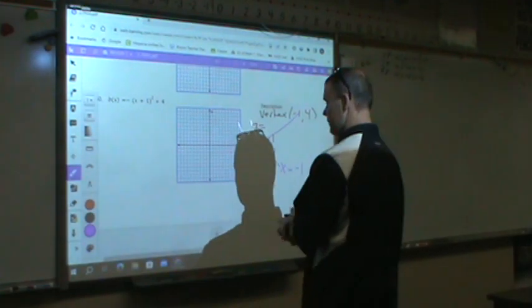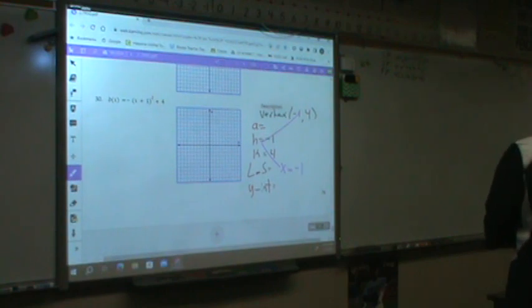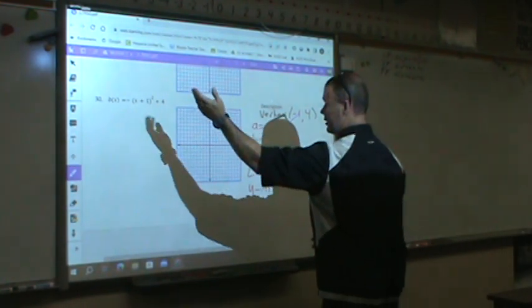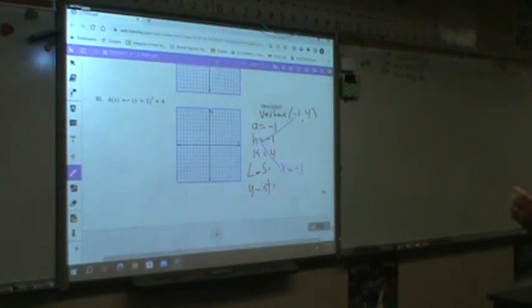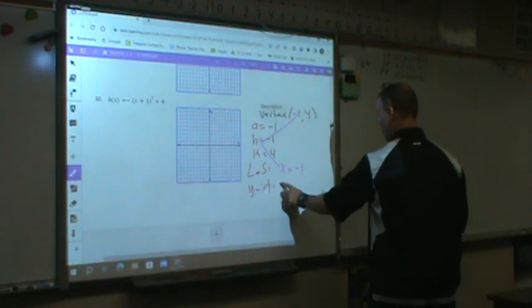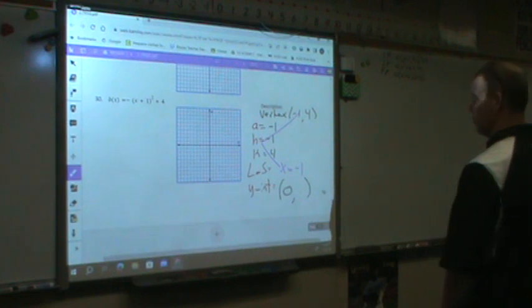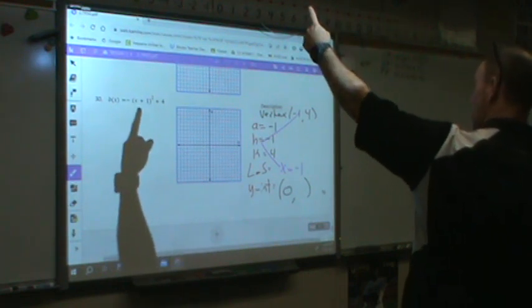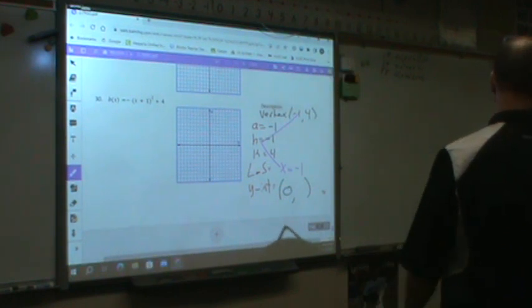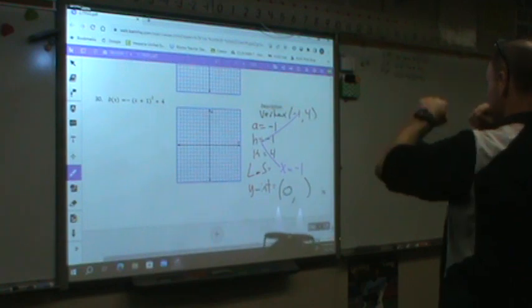What's my a value? -1. Very good. All I had to do was look at the problem, right? So a is -1, h is -1, kind of a lot of -1s. Now, what about the y-intercept? Well, I do know that the y-intercept always has a 0 x value. I just got to find the y. I could plug 0 in and simplify, just like we did, but maybe I can find the y-intercept by graphing.